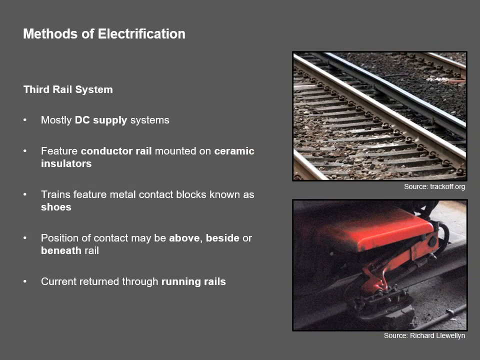There's a couple of different ways we can electrify the railway lines. The first system is called third rail, and this is mostly a DC supply system. This features a conductor rail mounted on ceramic insulators, and the trains have a metal contact block known as a shoe. The position of the contact may be above, beside, or beneath the rail, and the current is returned through the running rails.